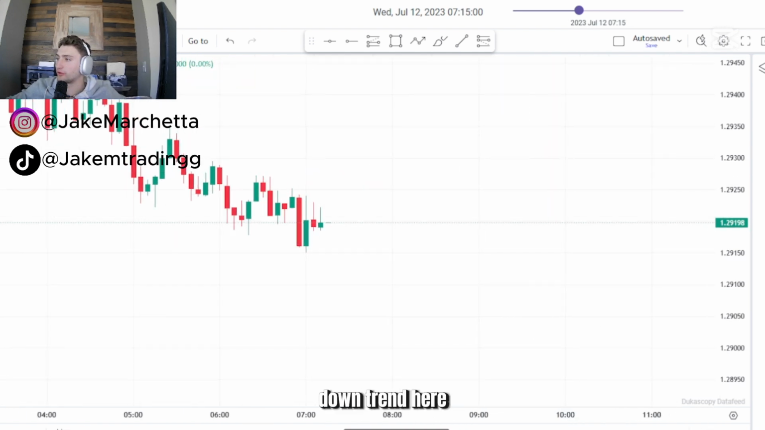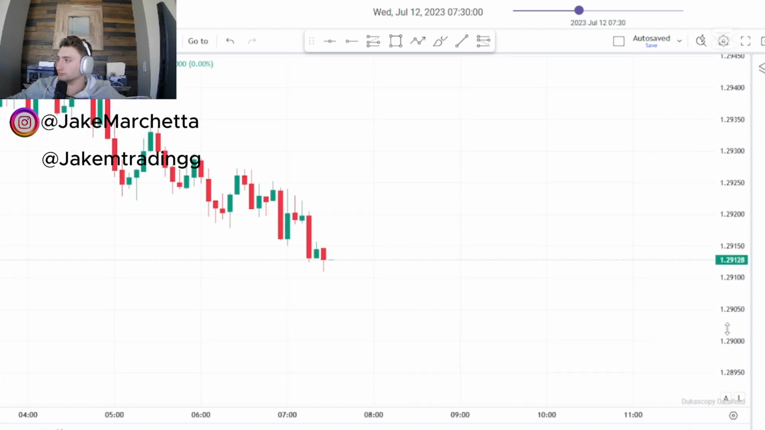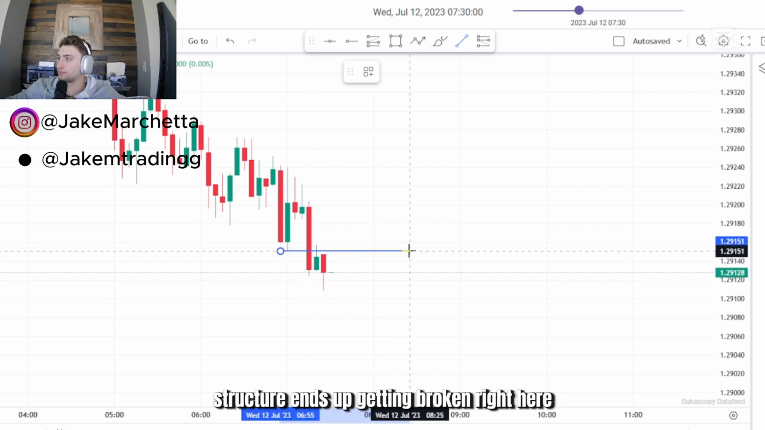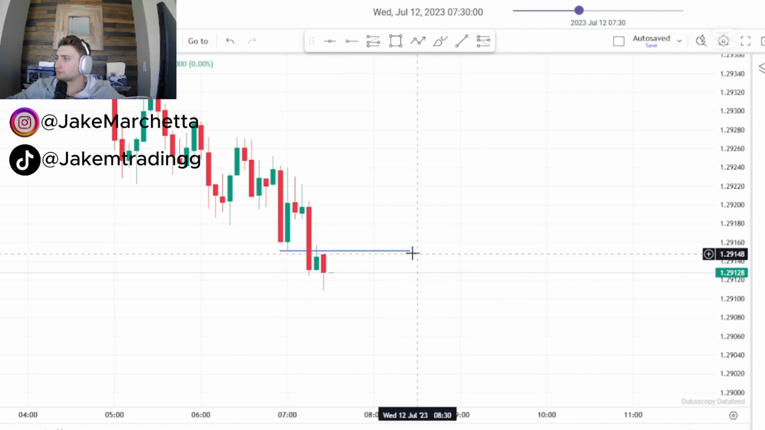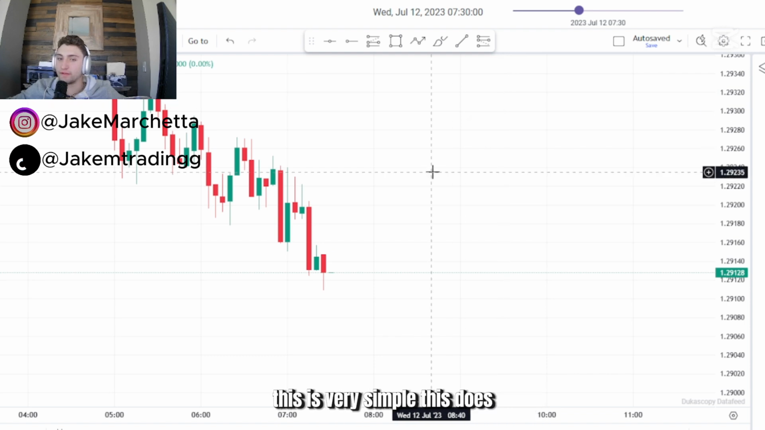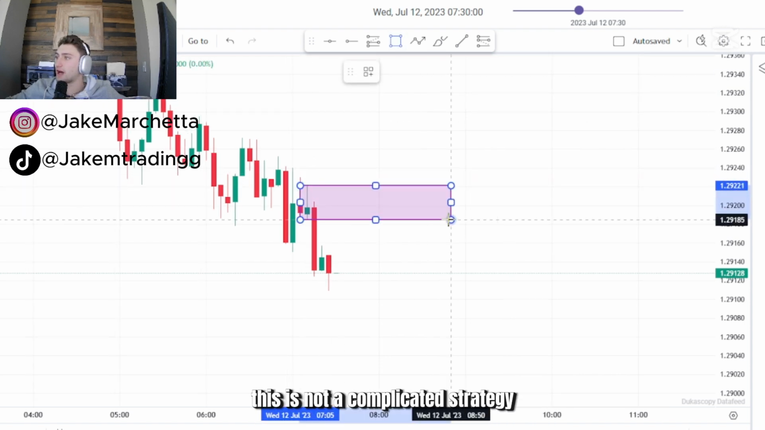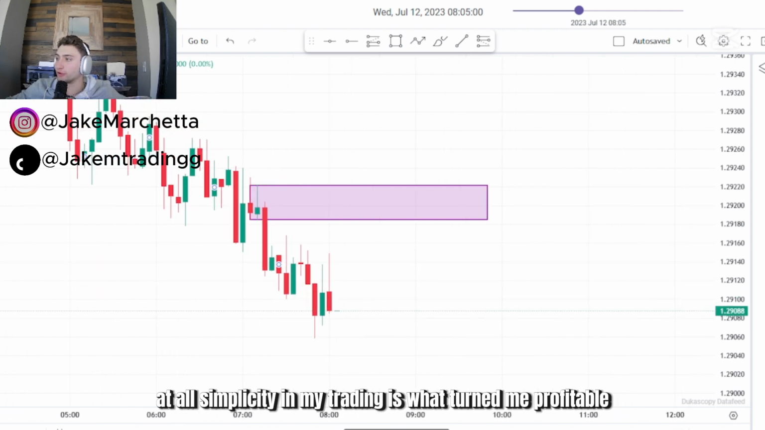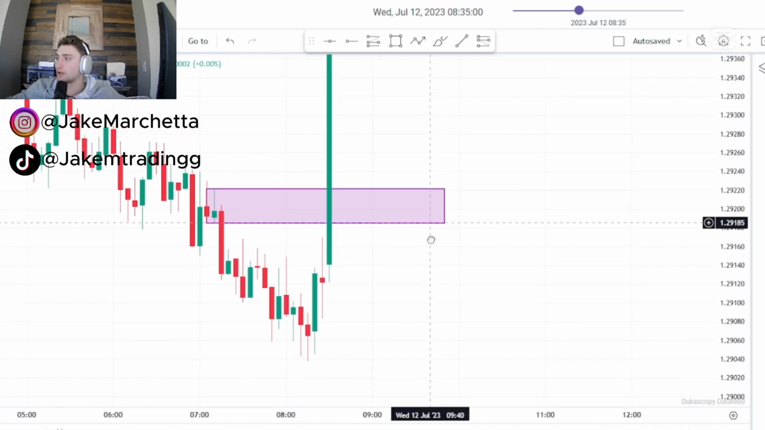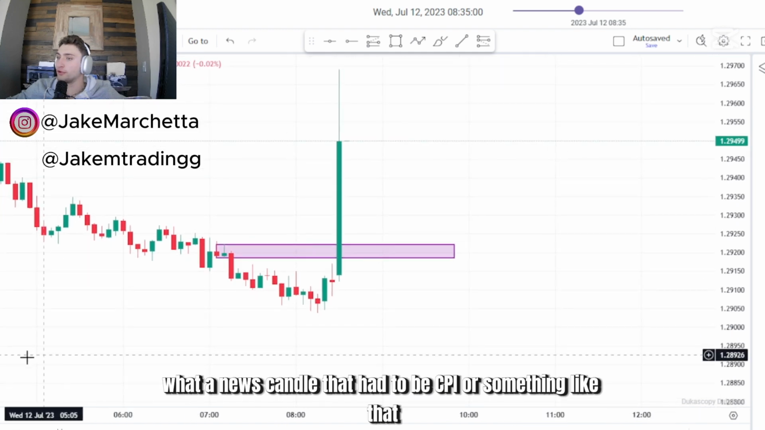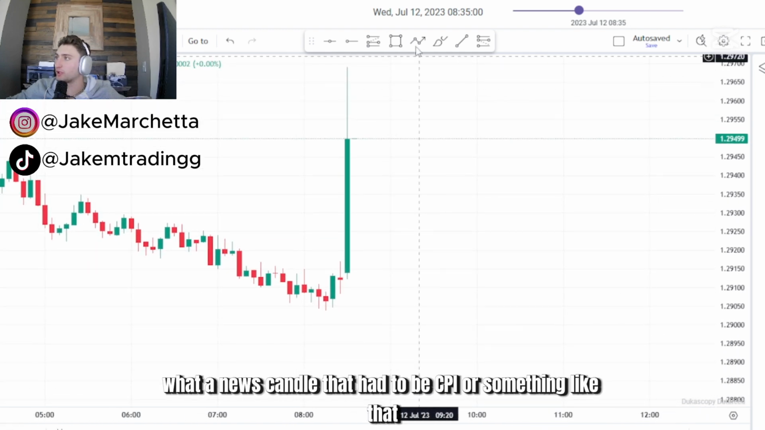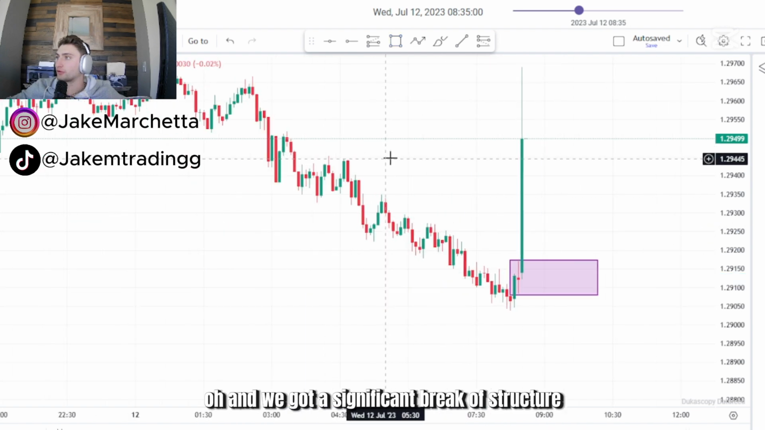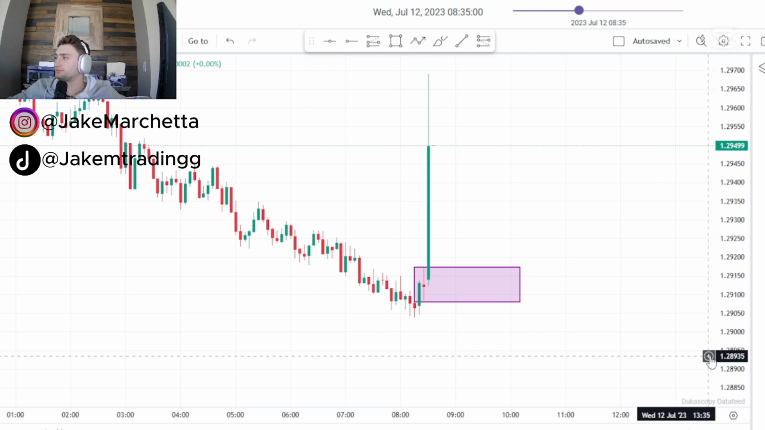Downtrend here. Structure ends up getting broken right here. Do you guys kind of see what I'm doing? This is very simple. This is not a complicated strategy at all. Simplicity in my trading is what turned me profitable. Wow, what a news candle. That had to be CPI or something like that. Oh, and we got a significant break of structure. All these break of structures, man.